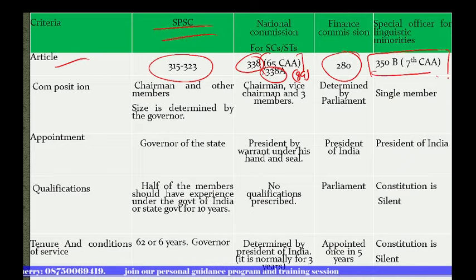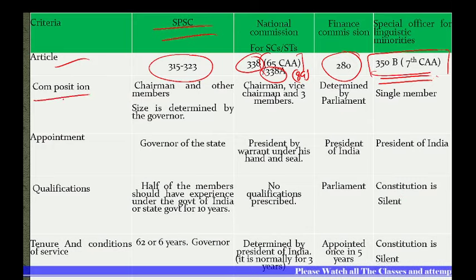Why is the 7th Constitutional Amendment important? It is very important because the State Reorganization Commission was introduced. They gave their recommendations to create new states, and that's why it was decided that linguistic minorities must be protected, and a special officer must be appointed for this purpose.